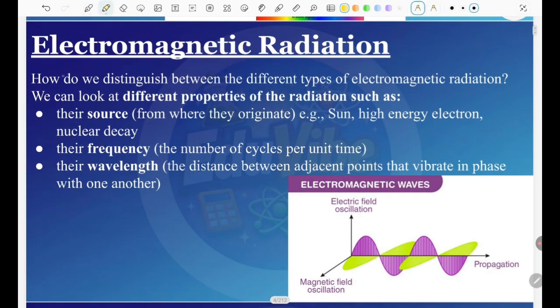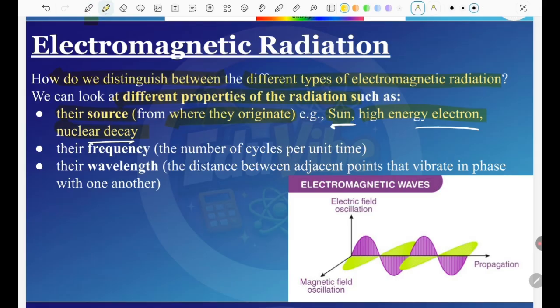Next, how do we distinguish between the different types of electromagnetic radiation? They depend on different properties, such as the source. Firstly, their source, where the radiations originate. That is the sun, high energy electrons, and nuclear decay. We learn more about high energy electrons and nuclear decay in the last unit, atomic physics. So for now, we'll just focus on the sun as the source. The other sources are high energy electrons and nuclear decay, but we mainly focus on the sun.